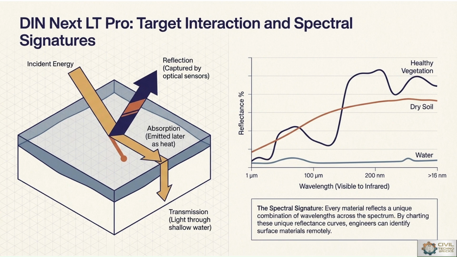So this spectral signature curve is the most important tool to study the impact of reflection, absorption, and transmission after incident energy. The spectral signature curve is defined as the ratio of wavelengths with reference to the percentage of reflectance. Every material reflects a unique combination of wavelengths across the spectrum. By charting these unique reflectance curves, engineers can identify surface materials remotely and easily.